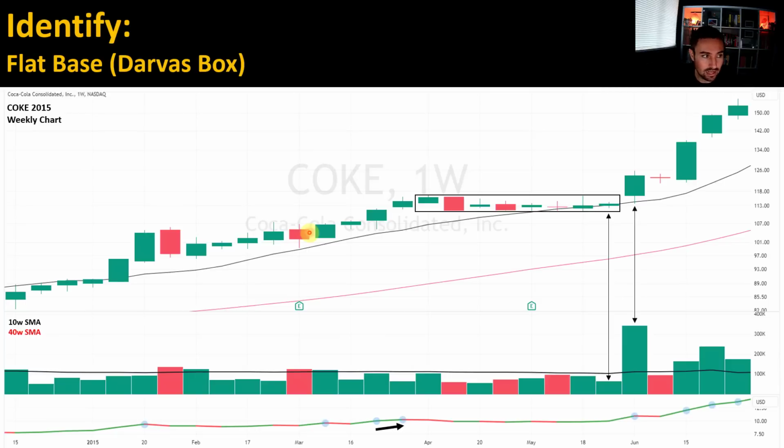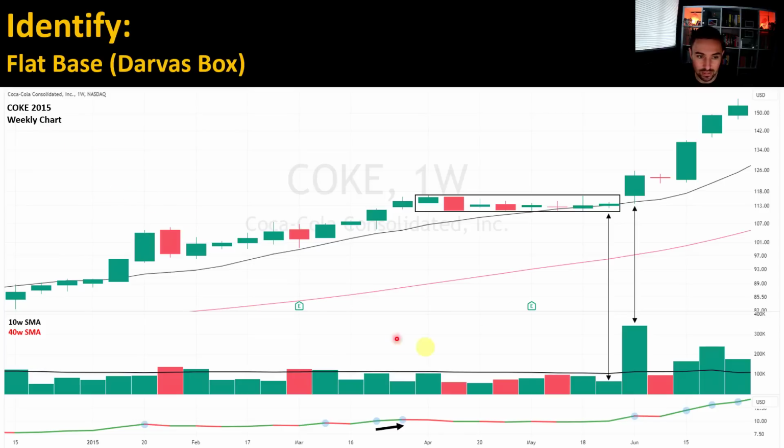Coca-Cola, this one here is on the weekly chart. So again, we can look at things on the 1 minute chart, we could look at things on the daily chart, the weekly chart, the monthly chart. It's just the same thing. It is supply and demand. So on the weekly chart, I've got the 10-week simple moving average being the black line and the 40-week SMA being the red line.